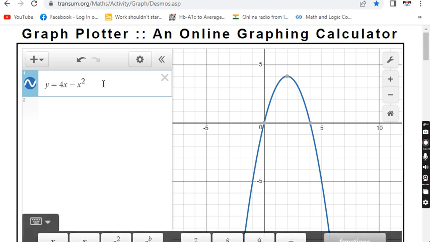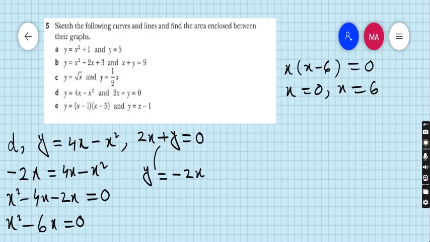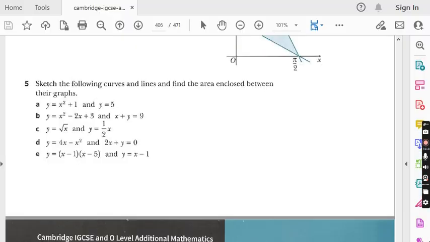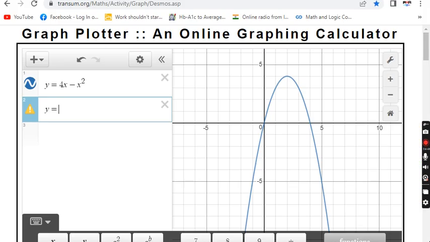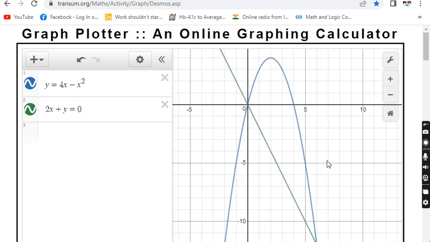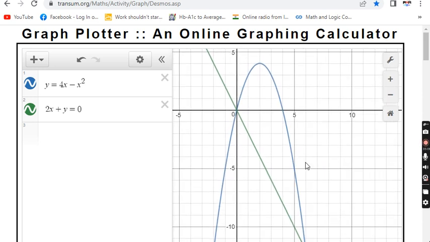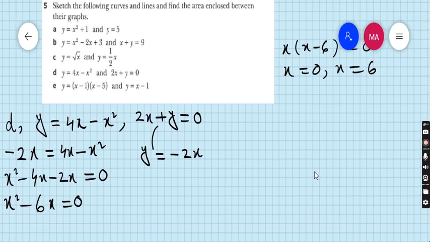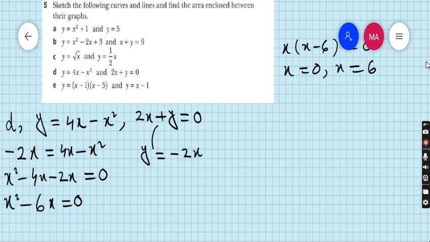And the second equation is 2x plus y is equal to 0. So this is our required graph. The blue curve is the equation of y is equal to 4x minus x square, and the red line is the equation of a straight line 2x plus y is equal to 0. As ad math students, you can easily draw this graph. I am drawing over here roughly.